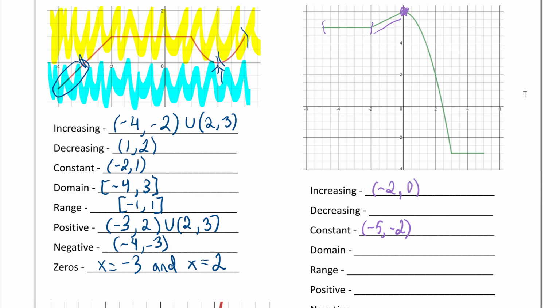part. Okay, then at 0 we do take a sharp kind of dive down until we get right here to an x value of 3. So from 0 to 3 we are decreasing.